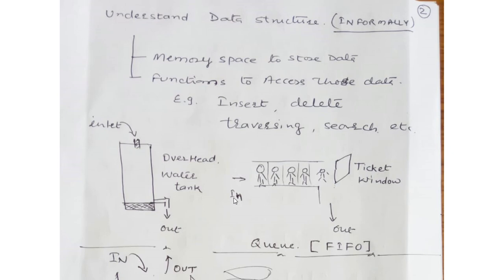And when you go to watch a movie and you obtain a ticket from the ticket window, what happens is that there is a storage space, meaning a queue where you can stand and wait for your turn, and then you get a ticket and you go out. So somebody goes out, someone comes in. So this is a storage space and there are functions to insert and delete.